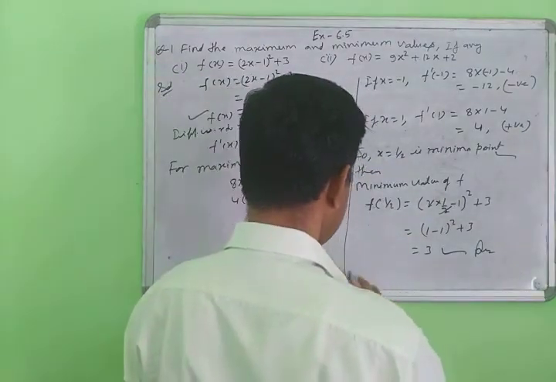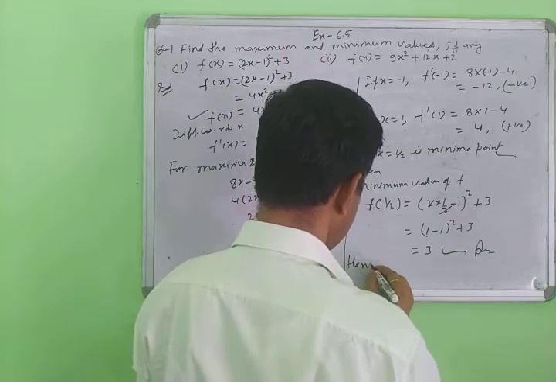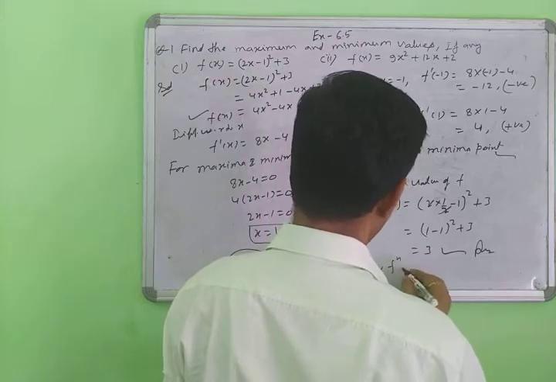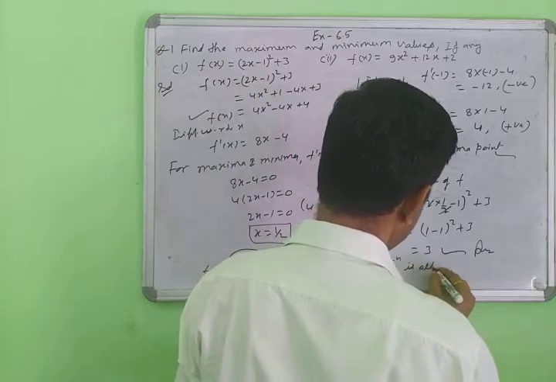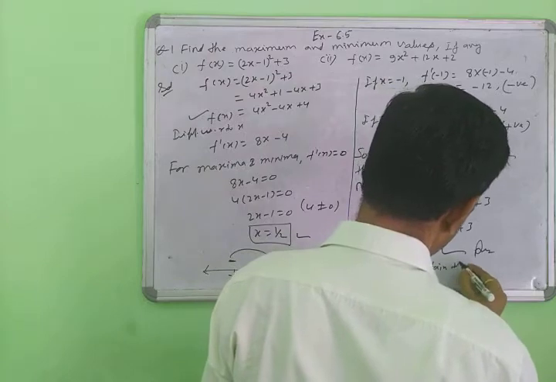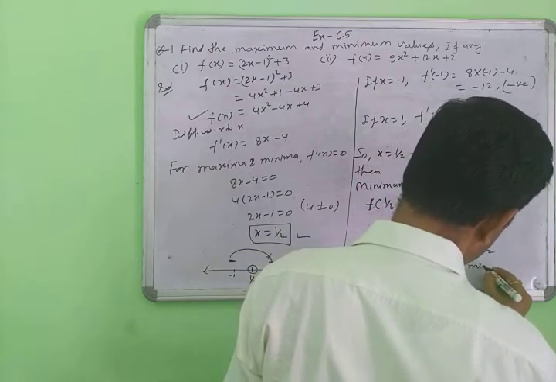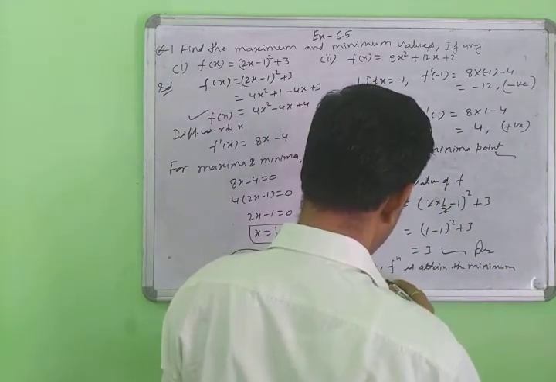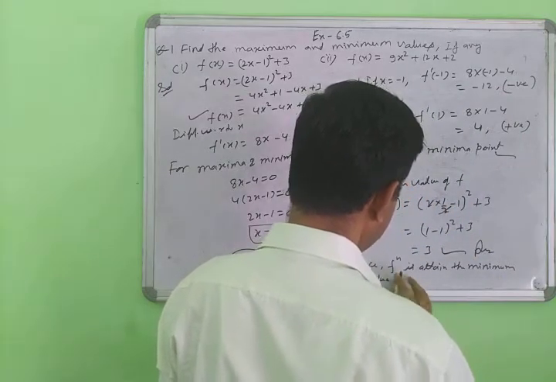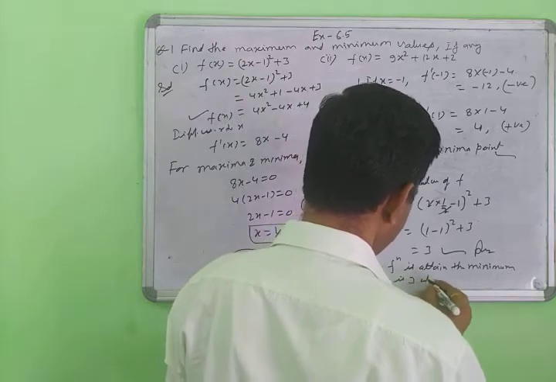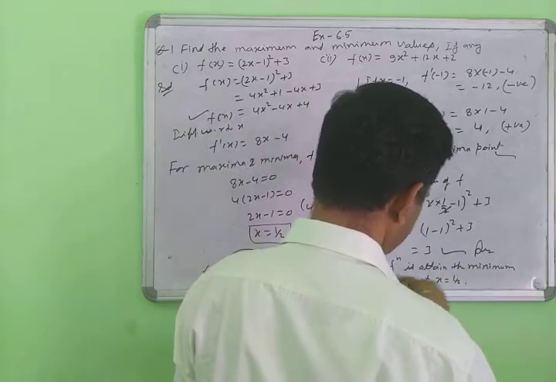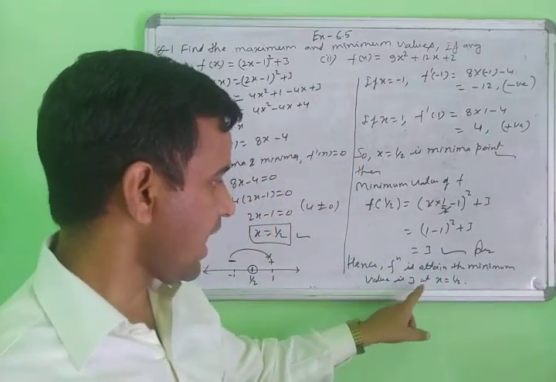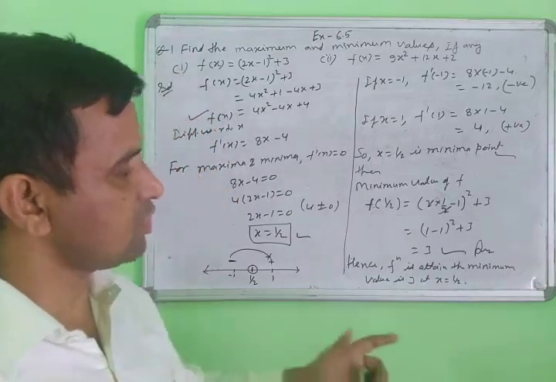So hence, the function attains the minimum value. The minimum value is 3 at x = 1/2. The function attains the minimum value 3 at the point x = 1/2. So this is your final answer.